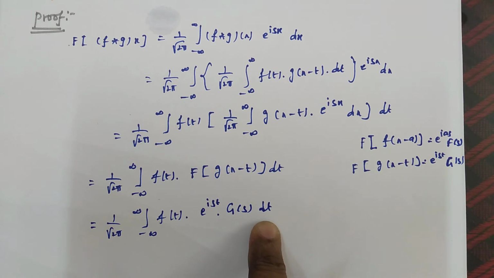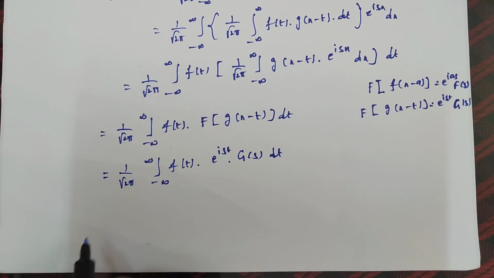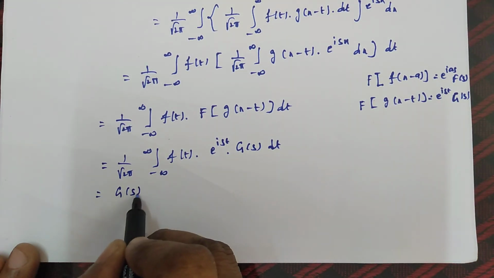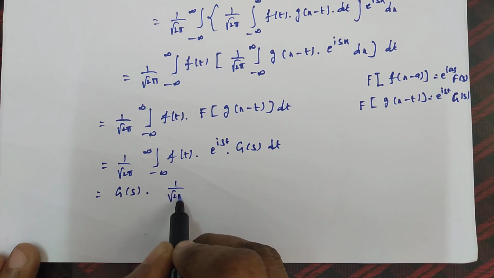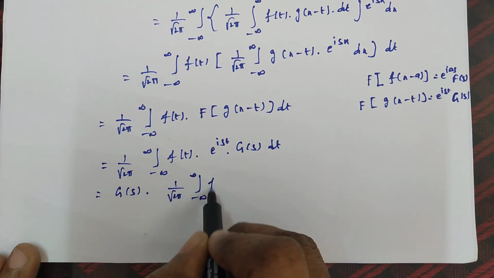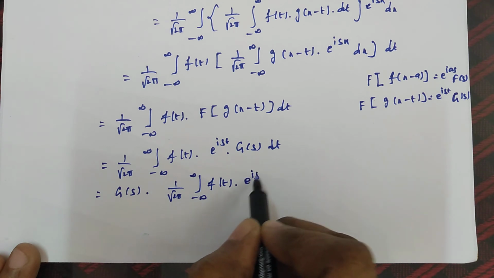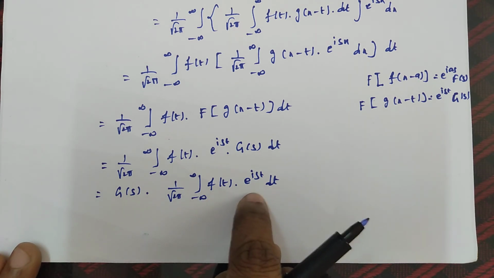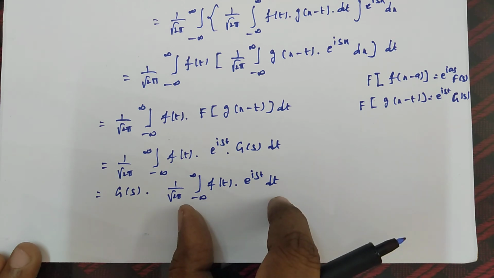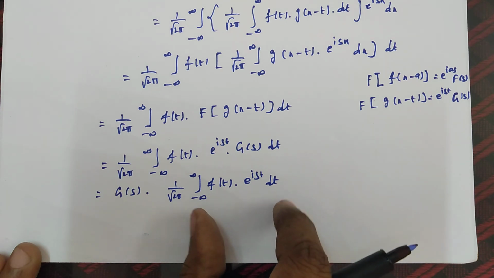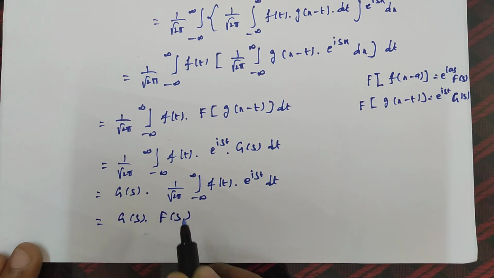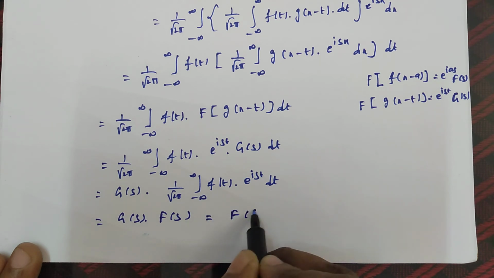Now integration with respect to t, so we can take the G of s outside, which is equal to G of s into 1 by root 2 pi integral minus infinity to plus infinity f of t e power ist dt. Now look at this, this is also nothing but the Fourier transform definition, that is 1 by root 2 pi f of t e power ist dt. So that is nothing but the Fourier transform of a function, then obviously the result is a function of s, which is equal to G of s into F of s. Now we can write it as F of s into G of s.